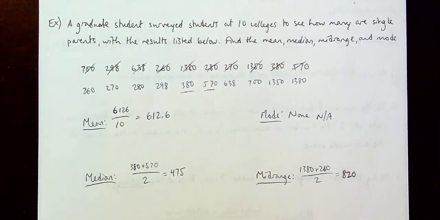So these have been a couple sample problems where we get some practice with finding the mean, median, mid-range, and mode. As you can see, there's really not any super complicated calculations going on here. It's very simple, very straightforward, very basic things that are happening here.